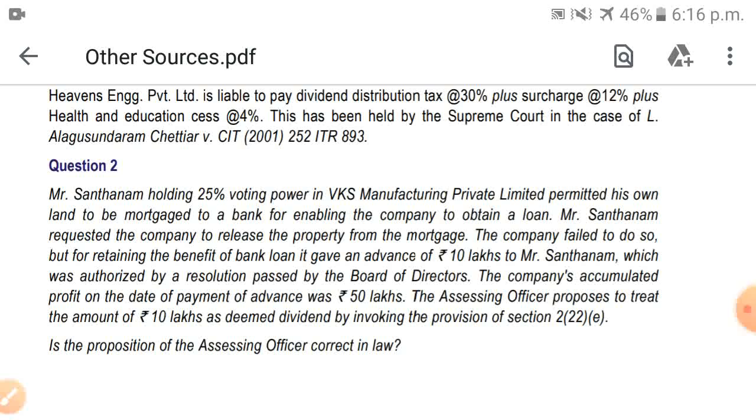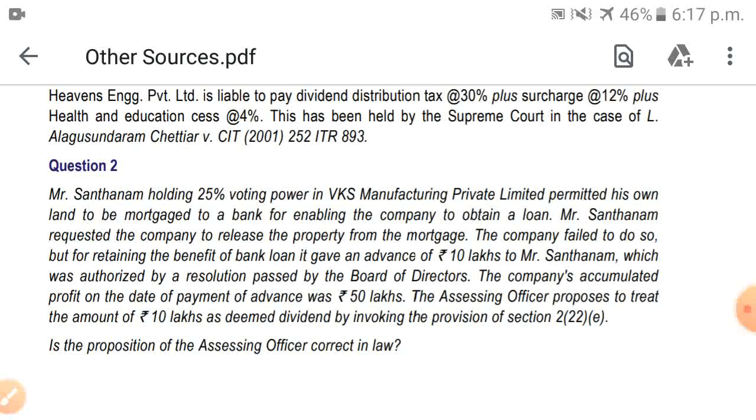The assessing officer proposed to treat the amount of rupees 10 lakh as deemed dividend by invoking the provision of section 222E. Is the proposition of assessing officer correct in law? So as we see in this question, Mr. Santhanam has given his land as a mortgage to a bank so that the company can get the loan.